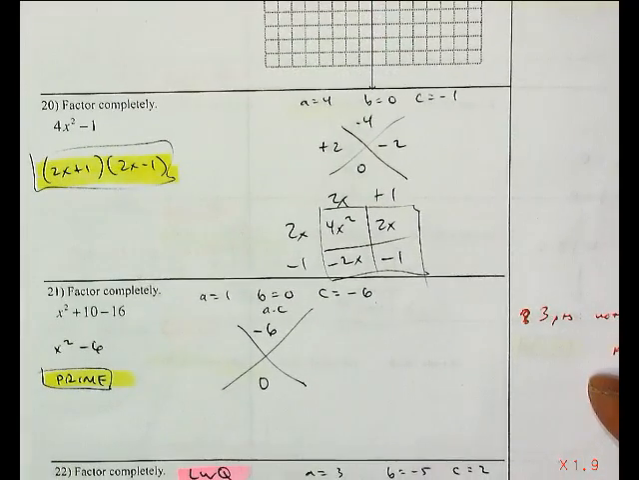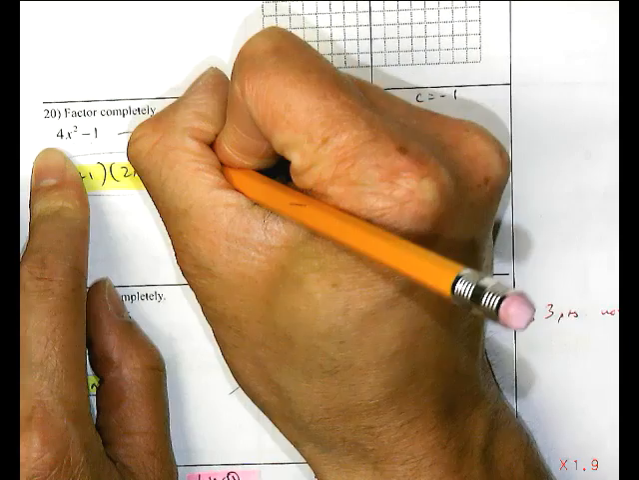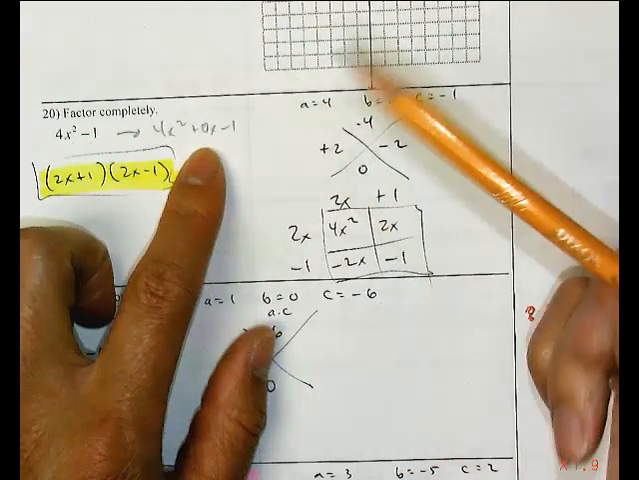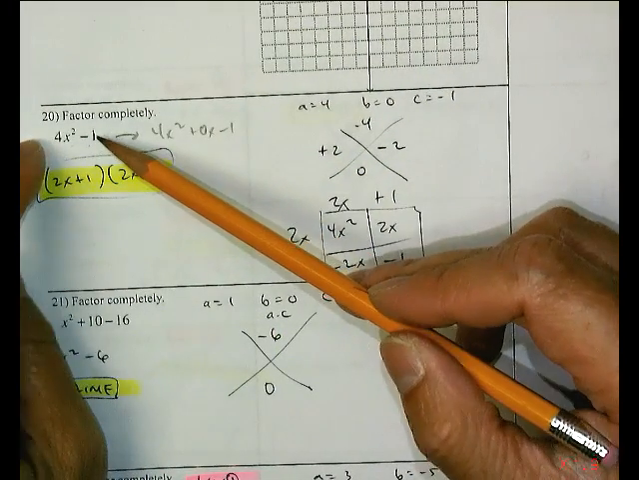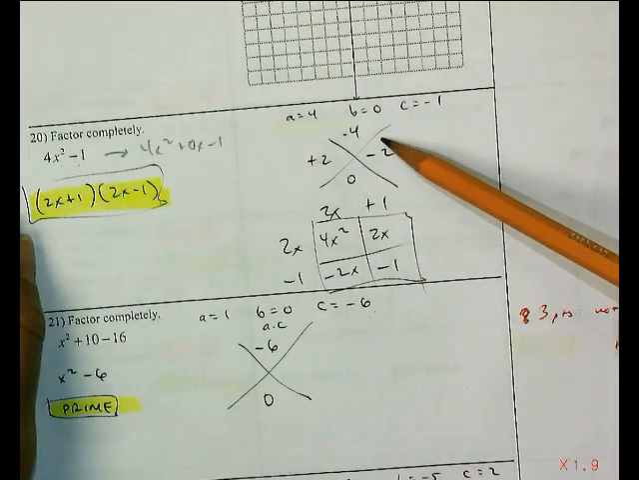Number 20 says factor completely. You have 4x squared minus 1. Remember, you can write that as 4x squared plus 0x minus 1 to help some of you. Some of you may have recognized that's a difference of squares and just have that ready. If not, here's my x box.